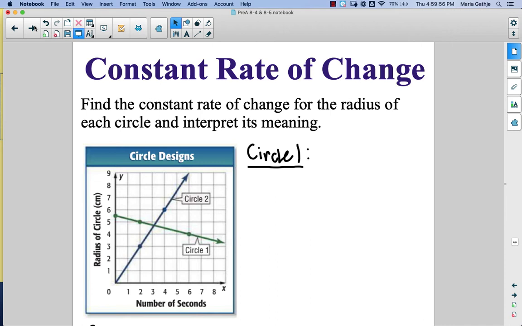So I'm going to start by looking at the one labeled circle 1. I want to start by looking at my y's. So for the y values, I'm looking for points on the graph. We can't really tell what this dot is right here, but I can tell that this one is 5 and this one right here is 4. So for the y's, I went from 5 to 4, so -1.